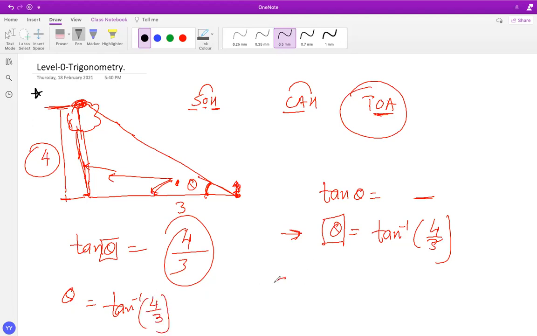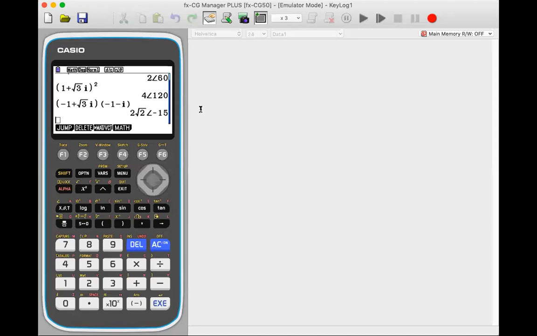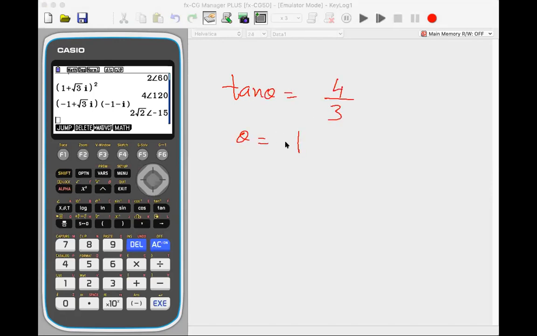Similarly, if I have got sine theta is, let's say, 1/2, my theta is going to be sine inverse of half. So I'm just going to quickly show you how to do the same thing on the calculator. Now, how do you find out the exact value of the angle? In the previous part we got the ratio tan theta is 4/3, and theta is going to be tan inverse of 4/3. So now how do I find this out on the calculator?